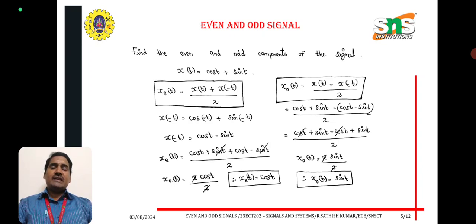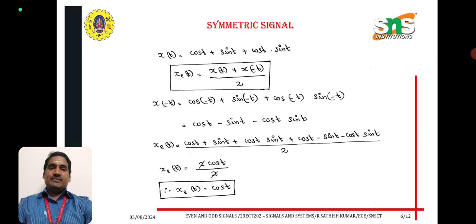X odd of t is equal to x of t minus x of minus t by 2. Which is equal to cos t plus sin t minus cos t minus sin t, divided by 2. Therefore, cos t plus sin t minus cos t plus sin t by 2. Plus cos t minus cos t gets cancelled. Therefore, 2 sin t by 2, the 2 gets cancelled. X odd of t is equal to sin t.